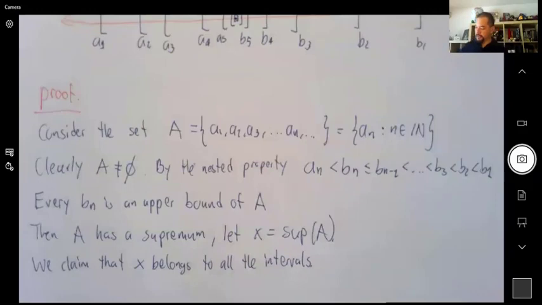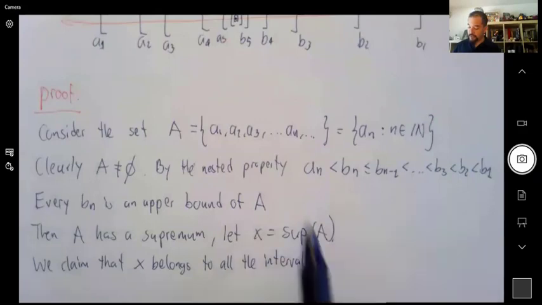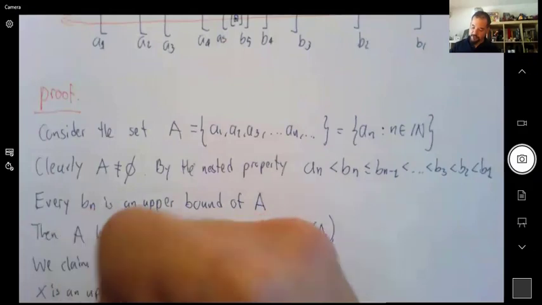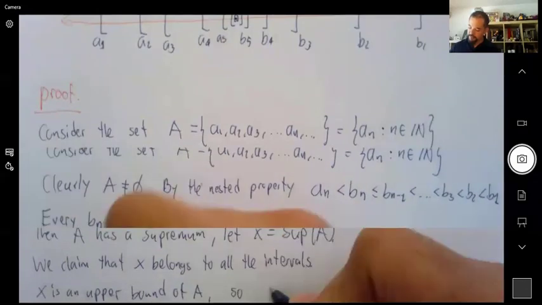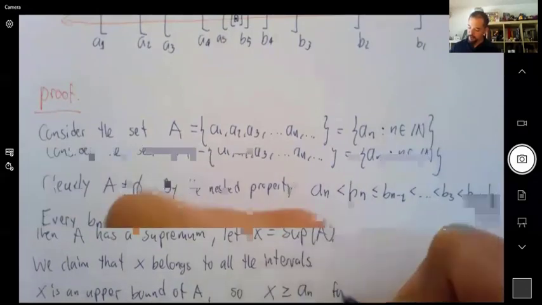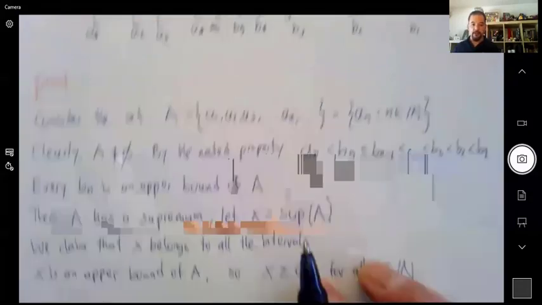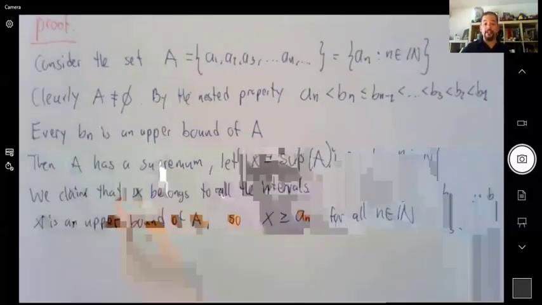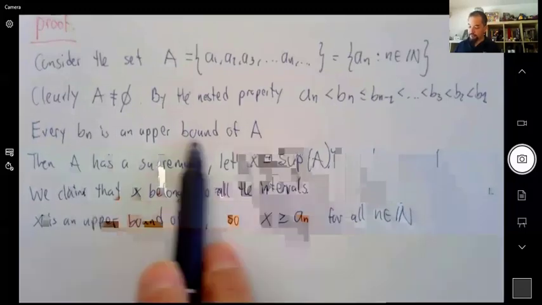First, because X is the supremum, X is an upper bound. That means X is bigger than all the A's. X is an upper bound of capital A, so X is bigger than A_n for all n in the natural numbers, right? X is bigger than all the A's. That's the meaning of being an upper bound, right? Well, that's one part. The other part is that it is the least of the upper bounds, right? And we know that all the B's, every B is an upper bound.